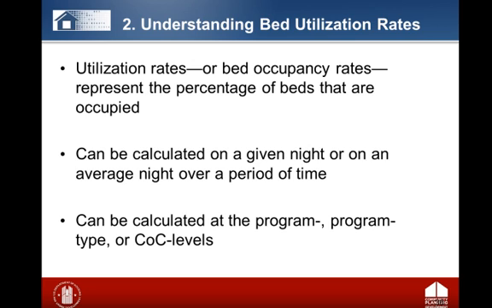A second key concept used throughout the AHAR data collection process is bed utilization rate. Utilization rates, also known as bed or unit occupancy rates, represent the percentage of beds or units that are occupied. Utilization rates can be calculated on a given night or on an average night over a period of time. Utilization rates can also be calculated at the individual program level, for example, a particular shelter, at the program type level, for example, emergency shelters, or at the COC level.